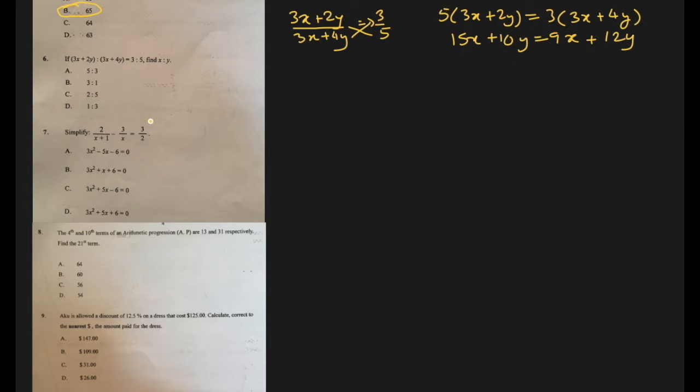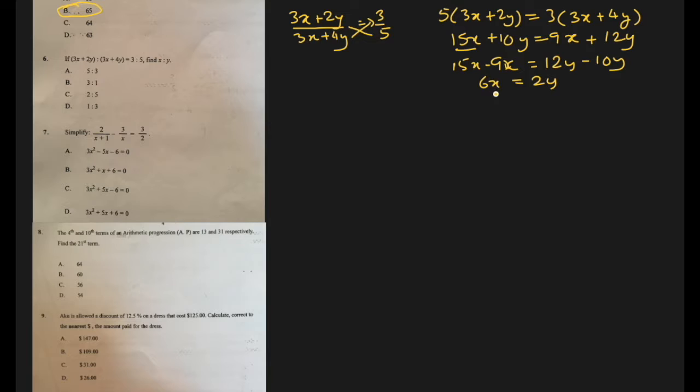Collect x's on one side. We want what? X ratio y. So x would be on top, right? So 15x minus 9x equal to 12y minus 10y. This becomes 6x equal to 2y.